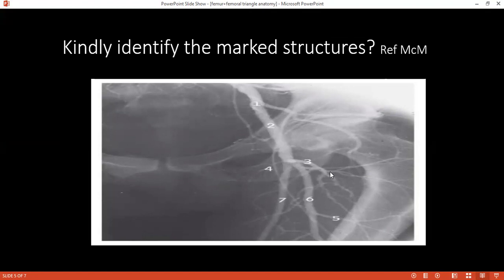7 is profunda femoris. Okay. So 3 is circumflex femoral. All right. And 4 should be obturator artery. Can you give me some indications in which condition you would ask for this sort of imaging? In suspected embolus or obstruction. Embolism or obstruction, or ischemia. Yes, good.